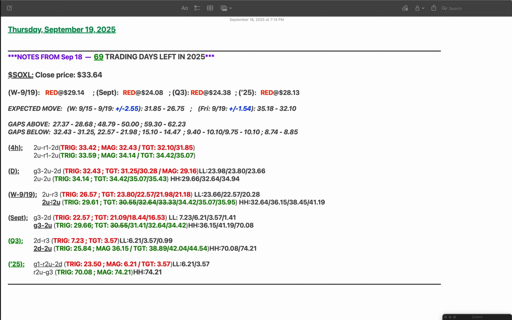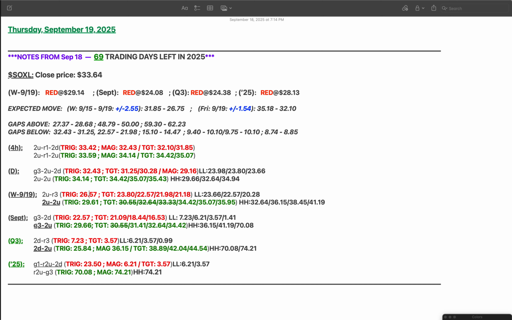So from the week perspective, we're still in force in that 2 up, 2 up. That triggered at 29.61. We've reached 3 of our targets, so we've added 3 more: 34.42, 35.07, and 35.95. So we'll see how that goes. To trigger the red 3, or the bearish engulfing candle, we've got to get all the way down to 26.57. So I'll just call it right now, we're not going to see that happen this week. So that's probably the only prediction you'll hear me make all year, but I highly doubt that happens.